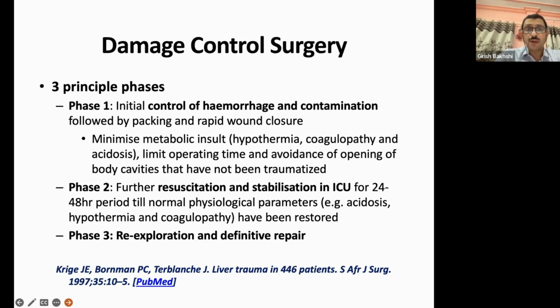Just put a Bogota bag or just approximate the skin, because this patient will be shifted to ICU, followed by another surgery within 48 to 72 hours. Phase two is very important, and here your intensive critical care medicine physicians will be very helpful, because they know what is going wrong, and they will help in resuscitation and stabilizing these patients by correcting the acidosis, hypothermia, coagulopathy, so that in 48 to 72 hours, you can re-explore them.